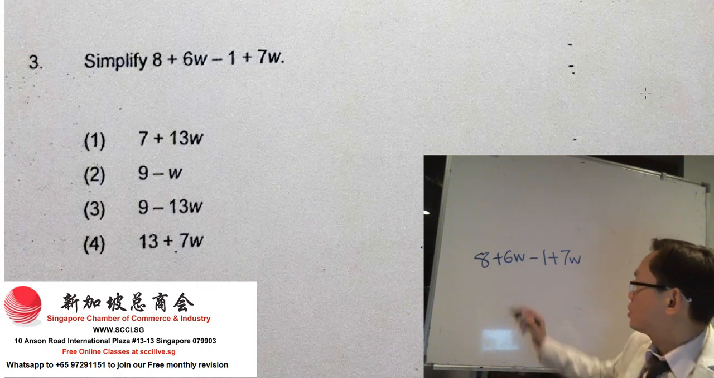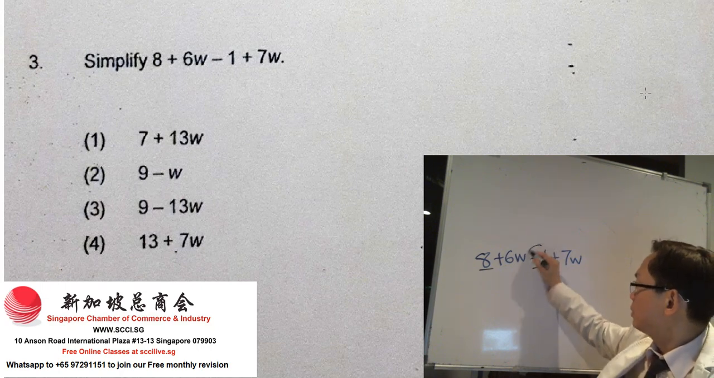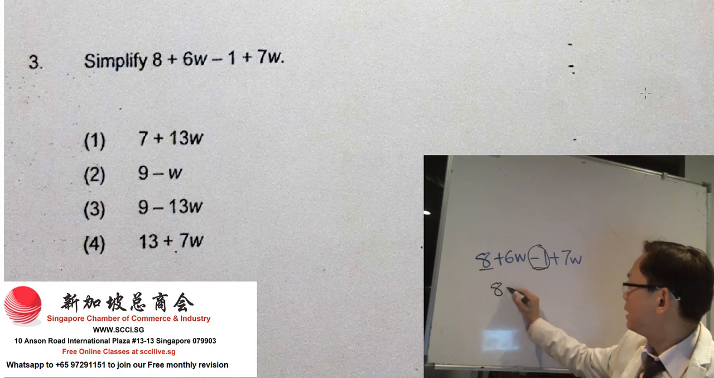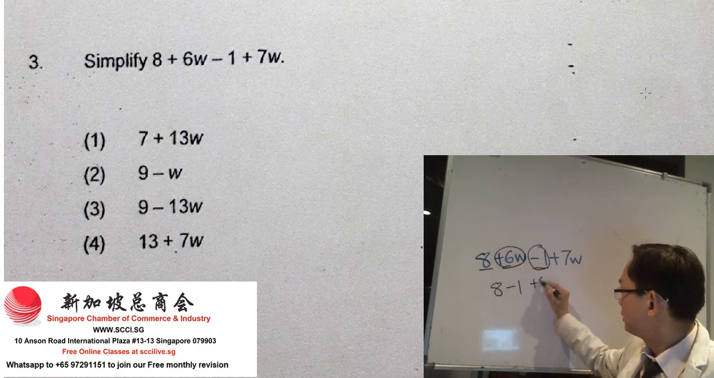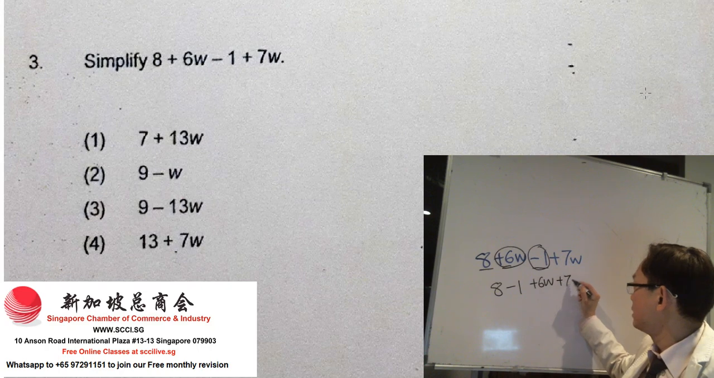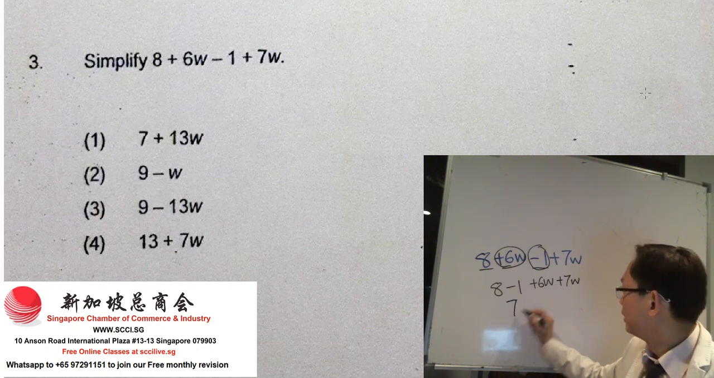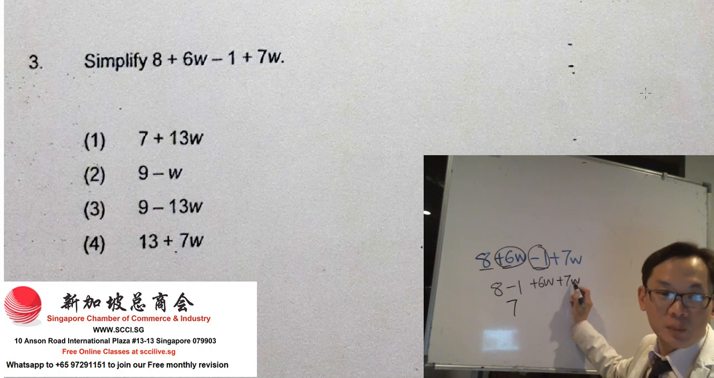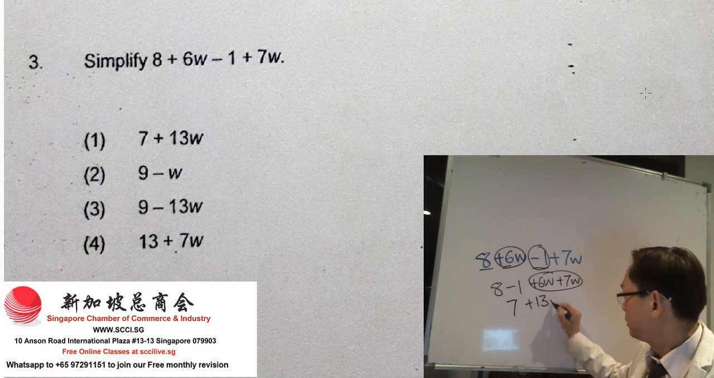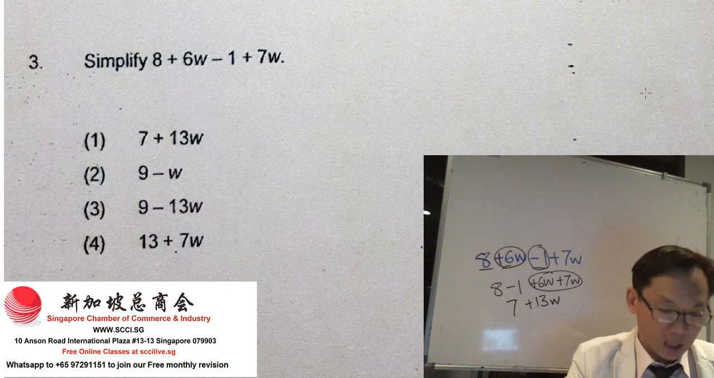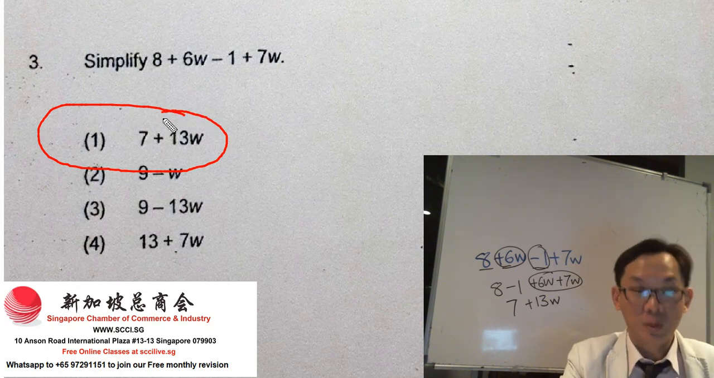Let's look at it. Make sure that you look at 8 and this number minus 1. Group these numbers together, so it's 8 minus 1. Then group this batch of numbers together: plus 6w plus 7w. We work out one step at a time. 8 minus 1 is 7, plus 6w plus 7w. If you add them up, it is plus 13w. Do you get the right answer? So the answer for question 3 is 1. Make sure you're able to get this correctly.